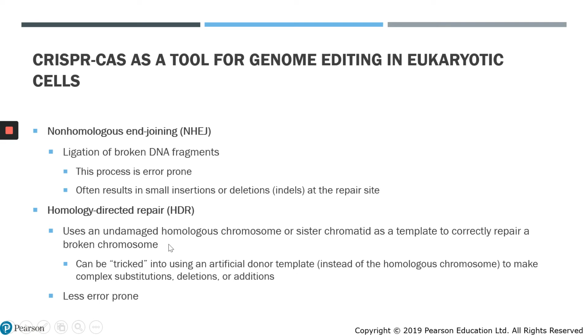Homology-directed repair uses an undamaged homologous chromosome or sister chromatid as the template to correctly repair a broken chromosome. In terms of using homology-directed repair to our advantage, this system can be tricked into using an artificial donor template instead of the homologous chromosome in order to make complex substitutions, deletions, or additions to a gene. The homology-directed repair system is a less error-prone system, and so we can really utilize this to our advantage to create targeted genome edits in vitro.